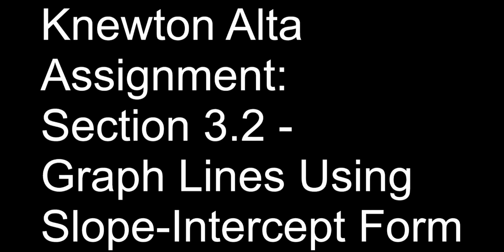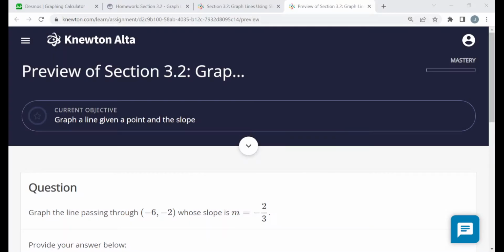Hello everyone. This video is on the Knewton Alta assignment for section 3.2 called Graph Lines Using Slope-Intercept Form. In this video I'm going to be taking you through a preview version of the Knewton Alta assignment for section 3.2. So here's what I'm looking at, what the assignment will look like.